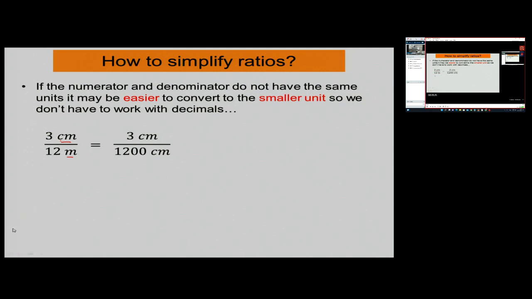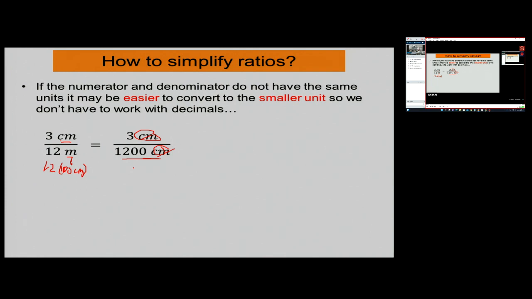This will become 12 times 100 centimeters, okay? Because 1 meter is 100 centimeters. So 12 times 100 is 1,200, okay? Now, again, if we're dealing with ratio, if they have the same units, you're just going to remove them, okay? And what would be the answer? 3 over 1,200. If we simplify, what is the answer?